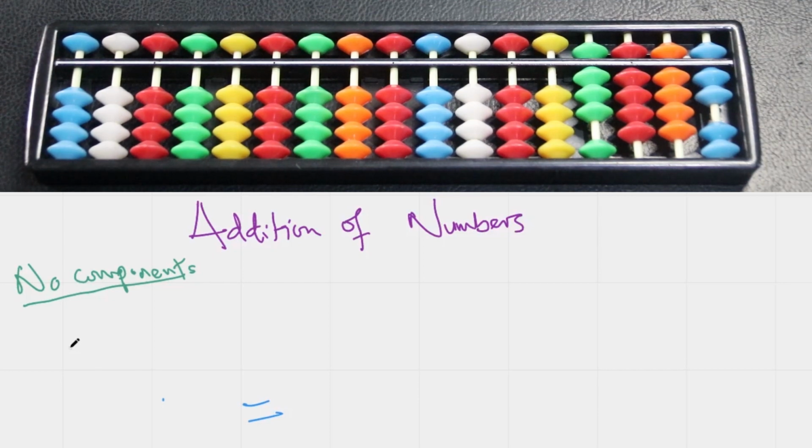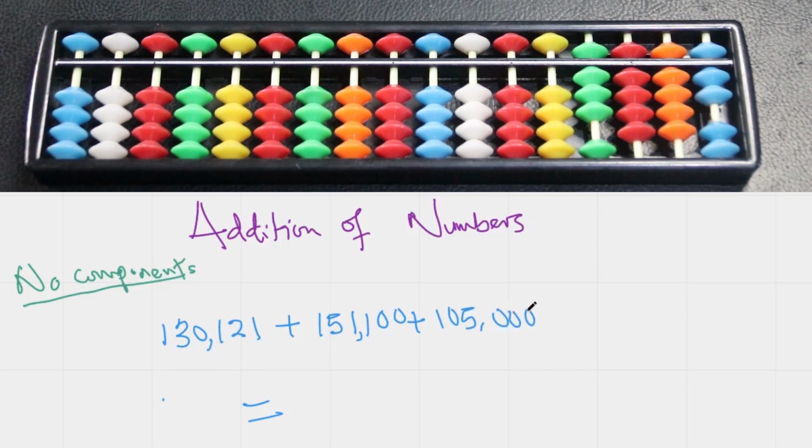So let's look at question number 30. This is like a big one. Question number 30. We have 130121 plus 151100. So like I said, you have a comma here, you have a comma here, plus 105000 plus 101112. So that's our question from page 54, question number 30 of the Maths Comeback workbook. That's the question we want to solve.